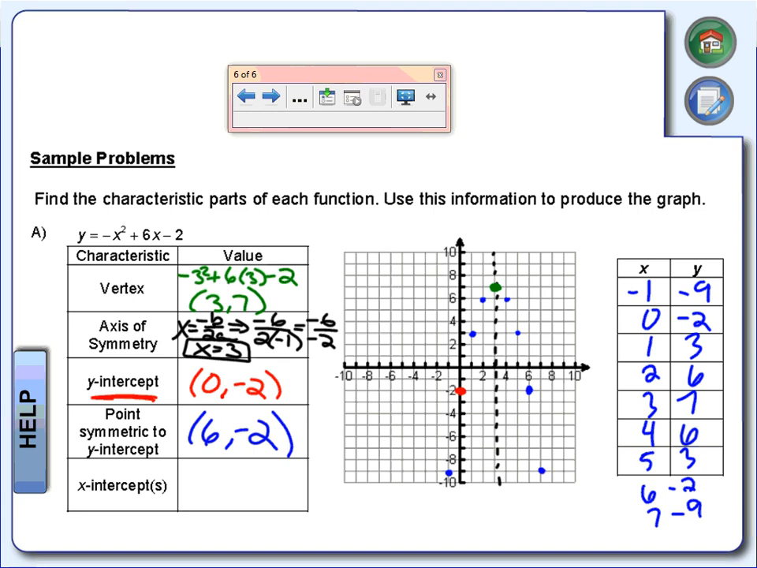So now we got all the points. All we got to do is connect those points. And that's the U shape we get right there. So now we're ready to finish it up and list the 2 X-intercepts. And we do have 2 X-intercepts. They are right here. We got this one and this one. Those are the ones we're looking for.